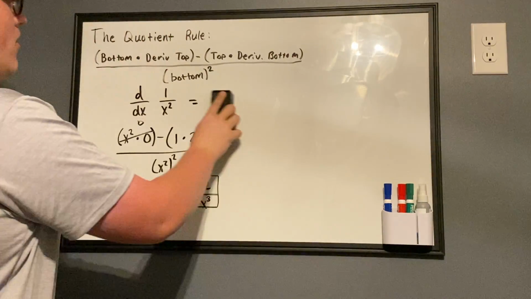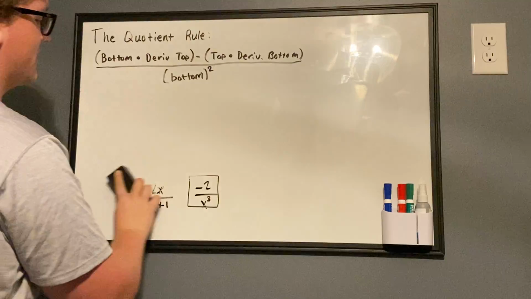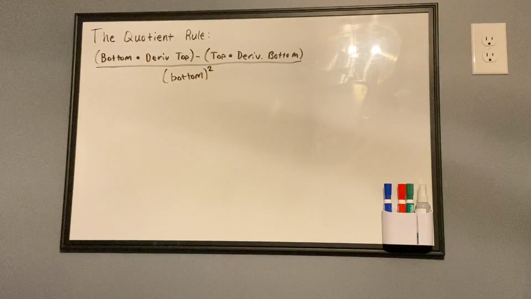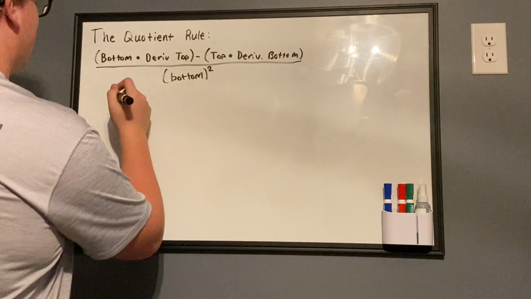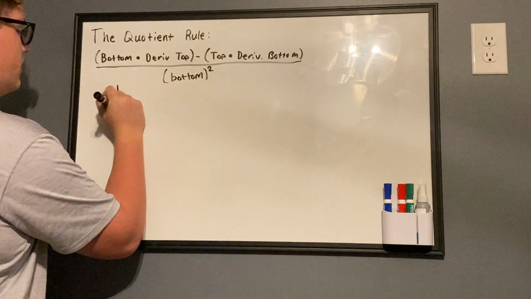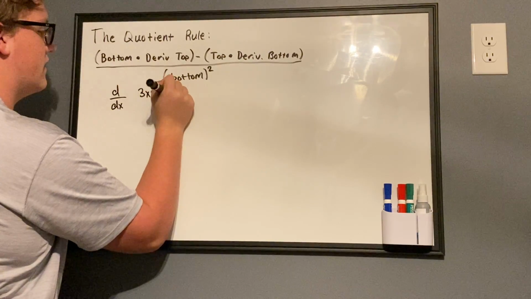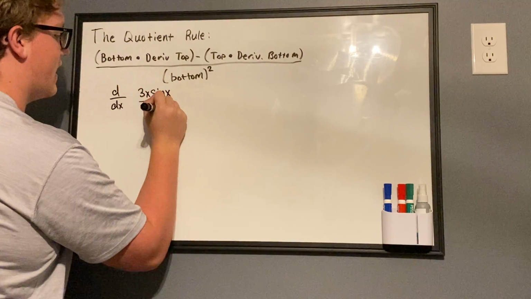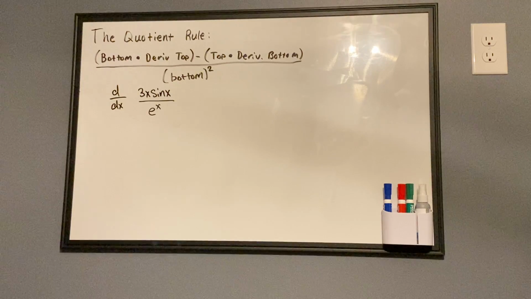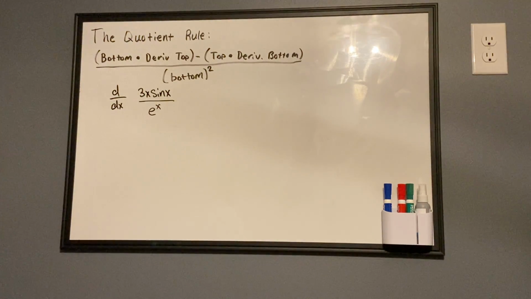Now I'm going to end this video with a little bit of a harder example here, because we're going to combine two rules together. So let's say we want to find the derivative of 3x sine of x over e to the x. Now I know, that's nasty. Nobody wants to do that, right? But this is an example that you're probably going to get. So let's go ahead and solve that out.